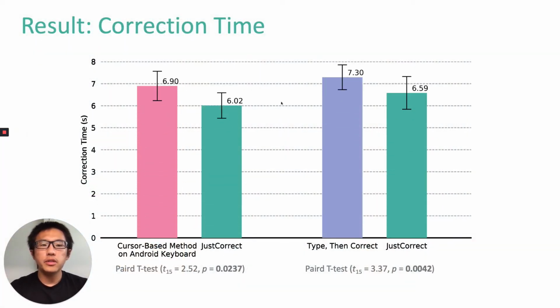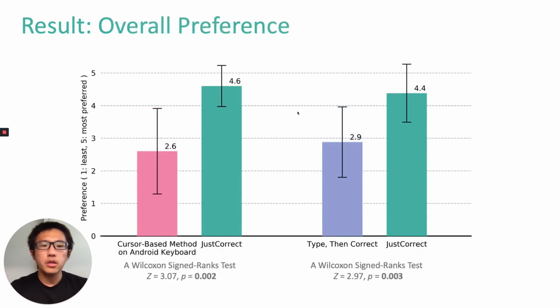The user studies showed that JustCorrect reduced the post-hoc text correction time in both studies. The difference was statistically significant. The subjective scores also showed that the users preferred to use JustCorrect compared with the other two methods. The difference is also statistically significant.